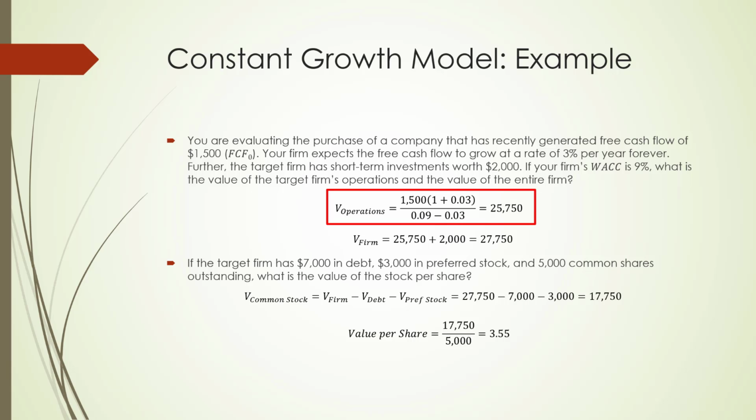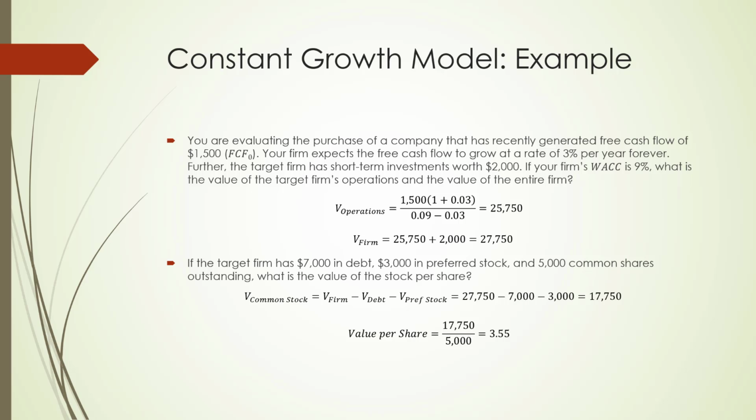Well, you can see in the equation, free cash flow 0 is $1,500, so we take $1,500 times 1 plus G, and G is 3%, divided by the cost of capital minus the growth rate. Cost of capital is 9%, growth rate is 3. So when we do that, we find that the value of operations is $25,750. Now, recall that the value of the firm is the value of the operations plus the value of any non-operating assets, and we said that they have non-operating assets of $2,000. Therefore, the value of the firm as a whole is $27,750.